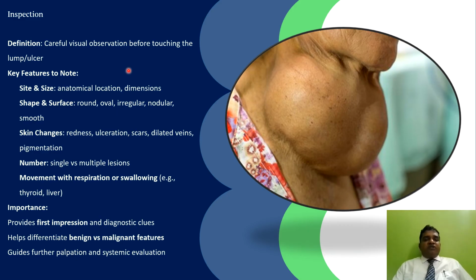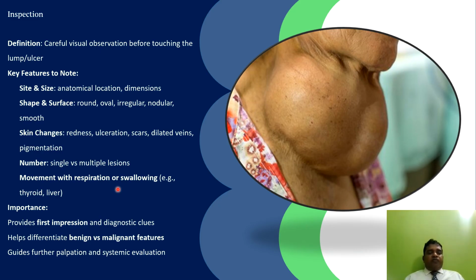When you are observing, you can see the anatomical location, dimension, shape, and surface, which may be round, oval, irregular, nodular, or smooth. Skin changes: redness, ulcerations, scars, dilated veins, pigmentations, and the number of lumps, which may be a single lump or multiple lumps. Any movements with respiration or swallowing, these sorts of features you can see with your inspection. So thoroughly inspect first. Then you need to decide about palpation.